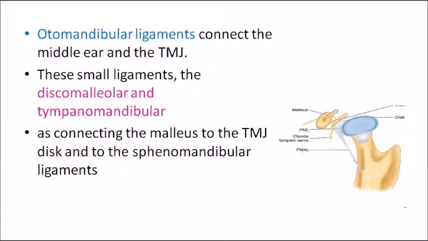Apart from your accessory ligaments, in addition you have minor ligaments associated with the TMJ, the otomandibular ligaments. As the name suggests, otomandibular ligaments connect the middle ear and the TMJ. So they are discomalleolar and tympanomandibular. The discomalleolar connects the malleus to the TMJ disc and to the sphenomandibular ligament. So otomandibular ligaments, which connect the middle ear to the TMJ, include your discomalleolar and tympanomandibular ligaments.